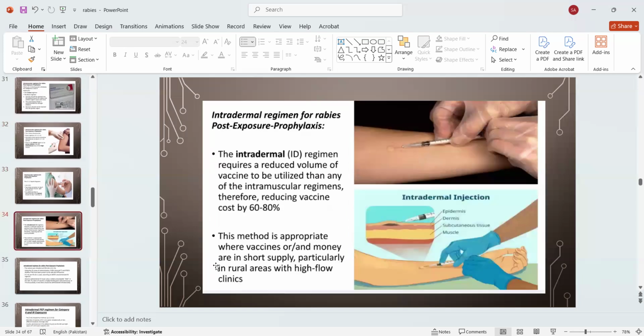Now, the intradermal regime for rabies. The intradermal regime requires a reduced volume of vaccine to be utilized than any of the intramuscular regimes, therefore reducing vaccine cost by 60 to 80%. The method is appropriate where vaccine and money are in short supply, particularly in rural areas and with high-flow clinics.